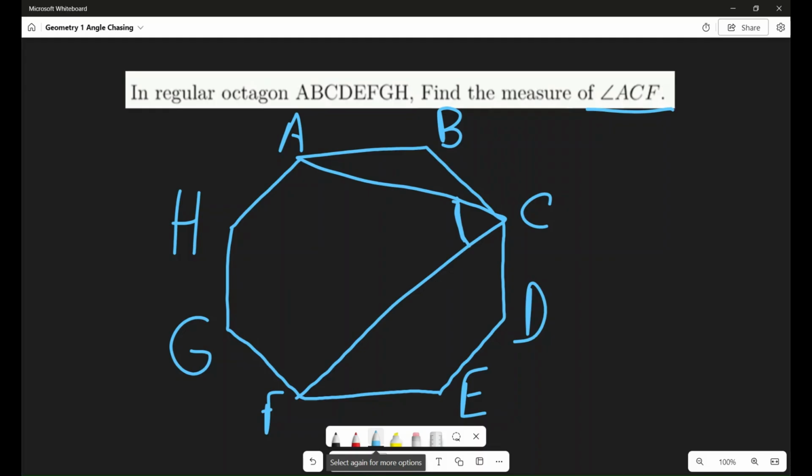Well, we don't have any formulas for this angle, but we do have the inscribed angle theorem. The only problem is the inscribed angle theorem is about circles. We don't have any circles. What we do have is an octagon, not just any octagon, a regular octagon. Since the octagon is a regular octagon, we can draw a circle that goes through all 8 vertices.